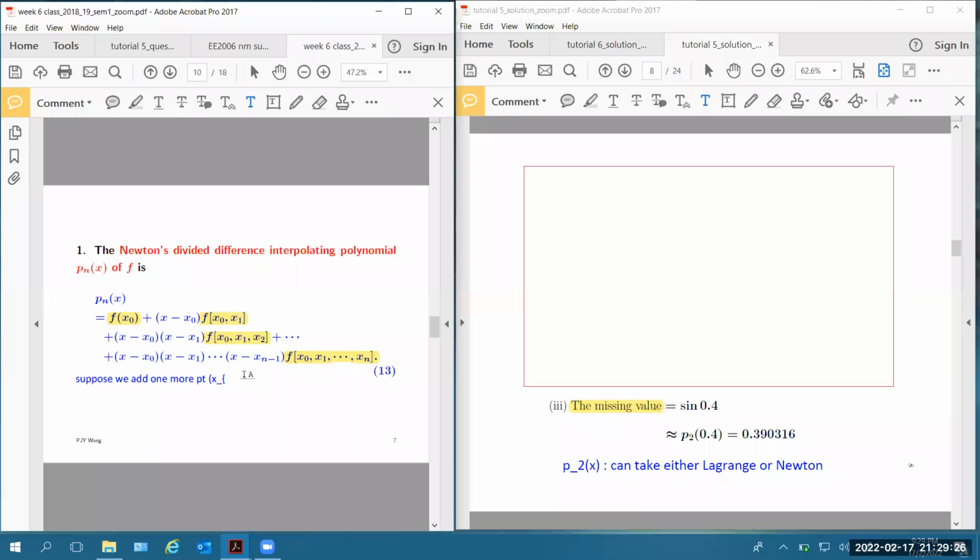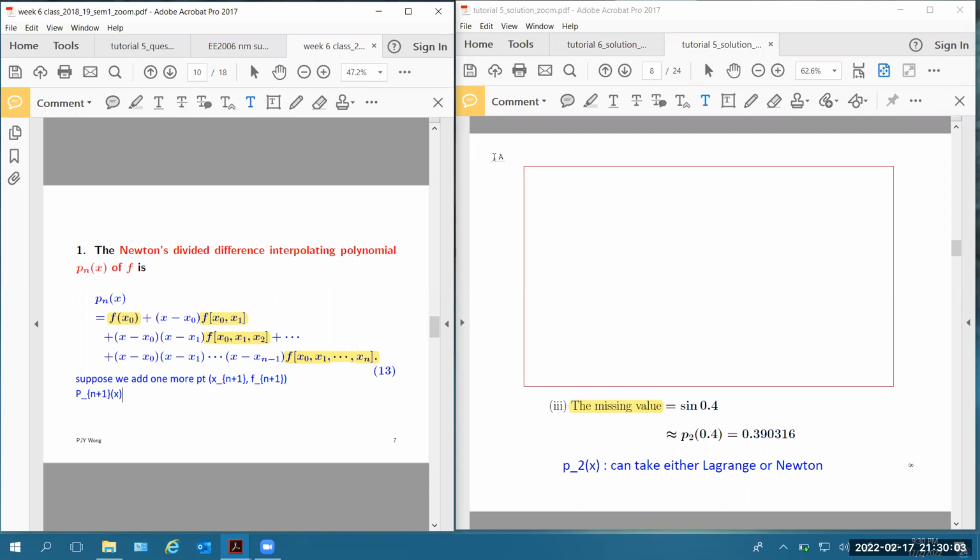So now it should be n plus 1, and the function value is also n plus 1. So that means you add one more point. If you add one more point and you still want to find the interpolating polynomial, then you should be looking at Pn+1(x), because now you have one more point. So the degree of the polynomial will have to increase by 1.